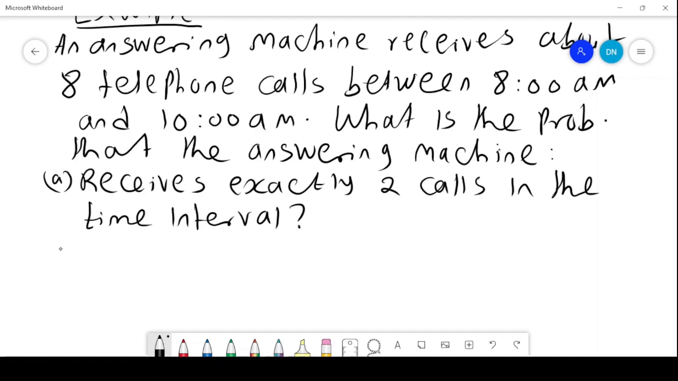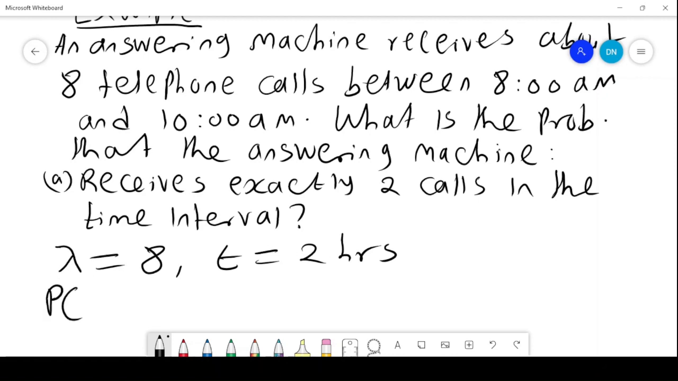So the first thing is we want to get the mean, which is the number of calls, and we know here the time is 2 hours. That's what we want to keep in mind. We'll use it, but we'll keep the time period. So we are looking for the probability that x is equal to 2.